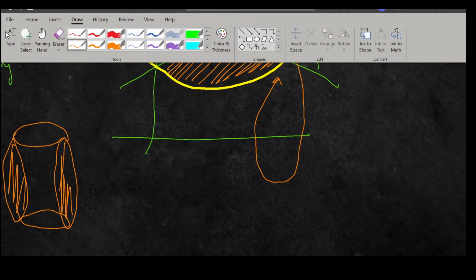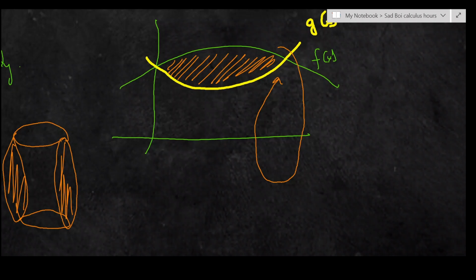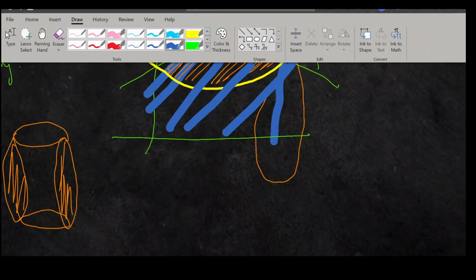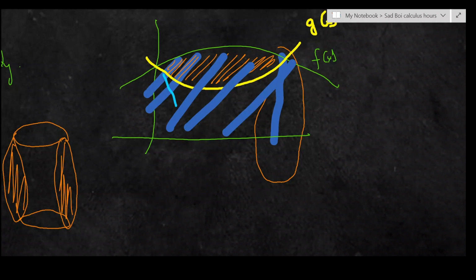So what we can do is calculate the volume generated when f of x is revolved around the x-axis between the two limits, and we can calculate the volume generated when g of x is revolved around the x-axis between the two limits.